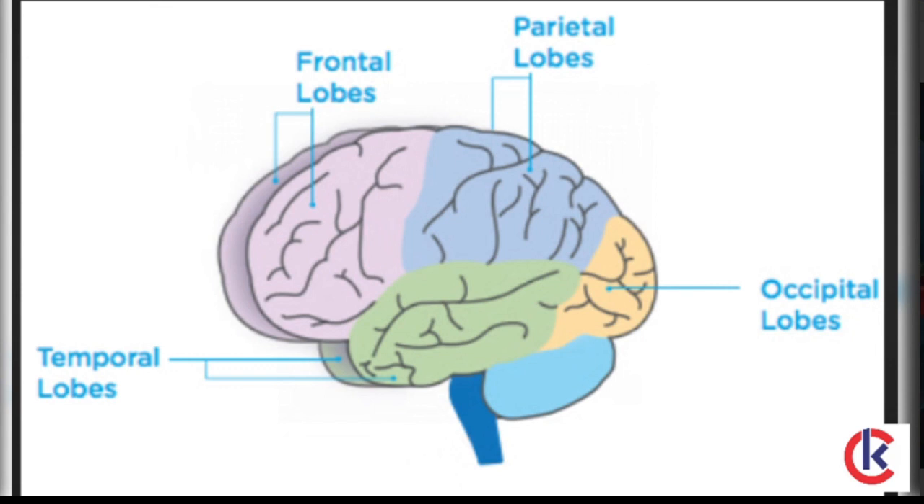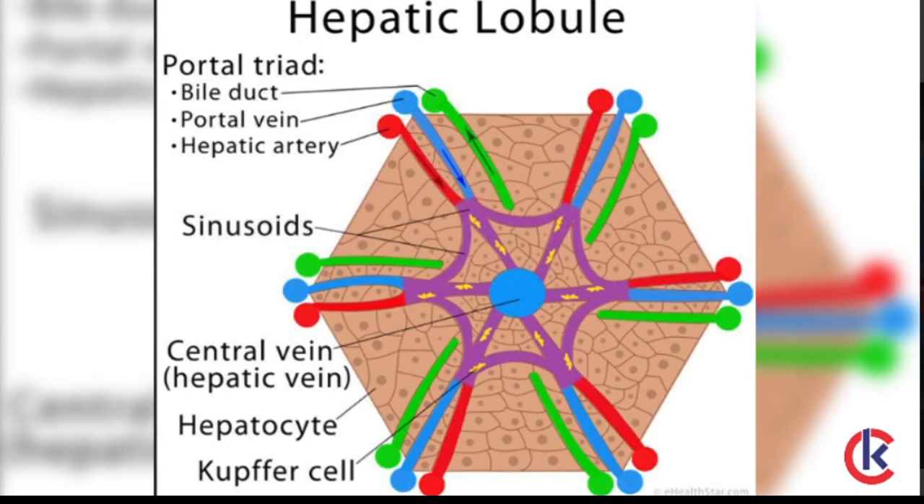Right and left hepatic ducts arise from the right and left liver lobes. Both these ducts combine to form a common hepatic duct. Inside both lobes, small lobules are present. Lobule is the functional unit of lobes. Structure of lobule. Lobule is a hexagonal structure.